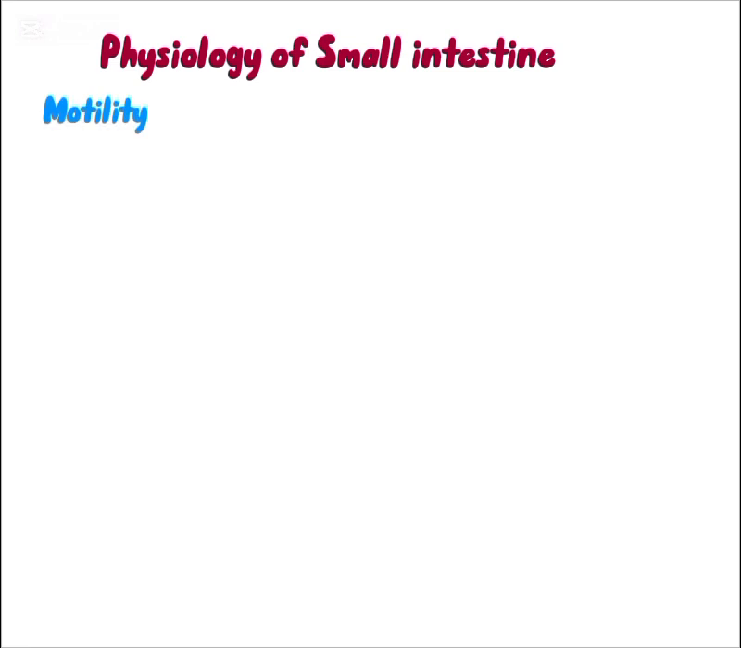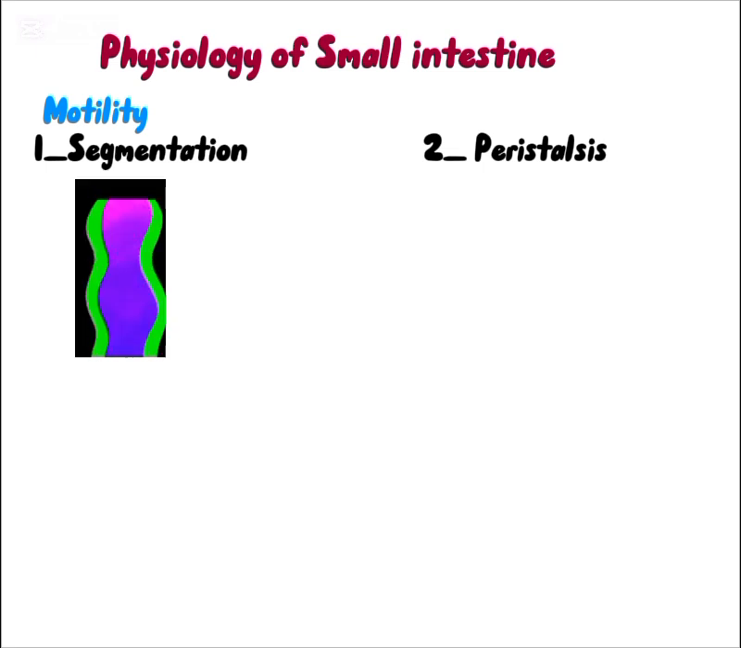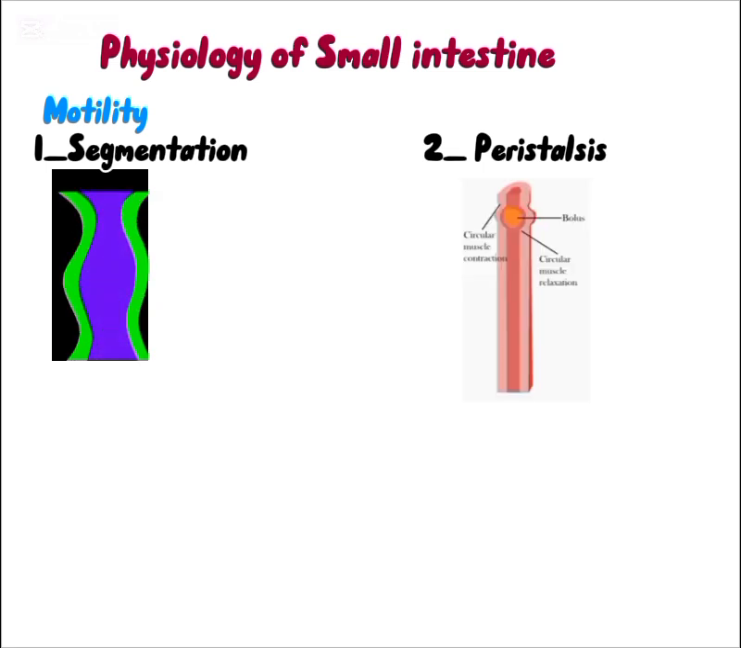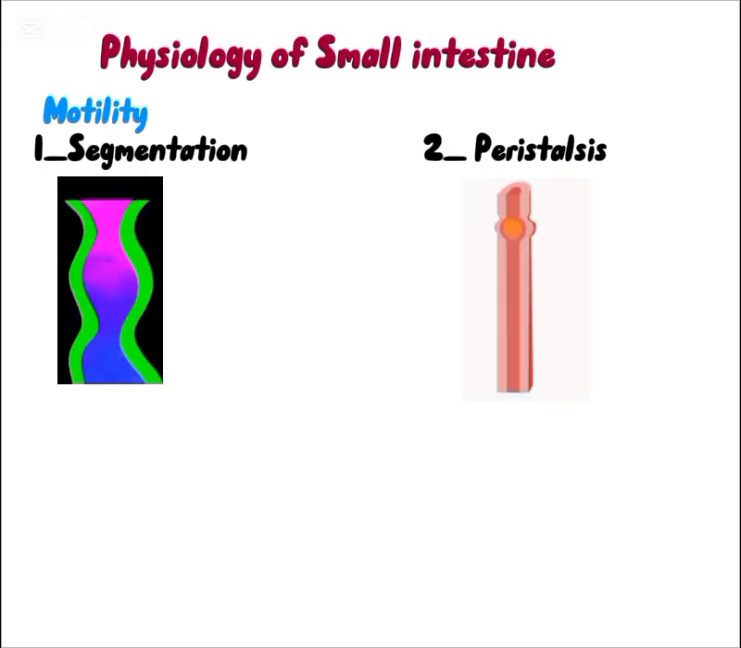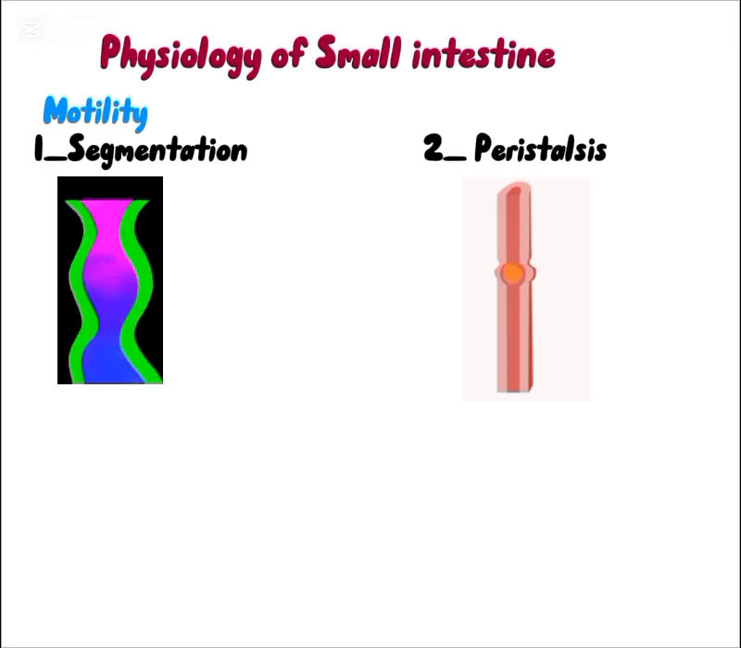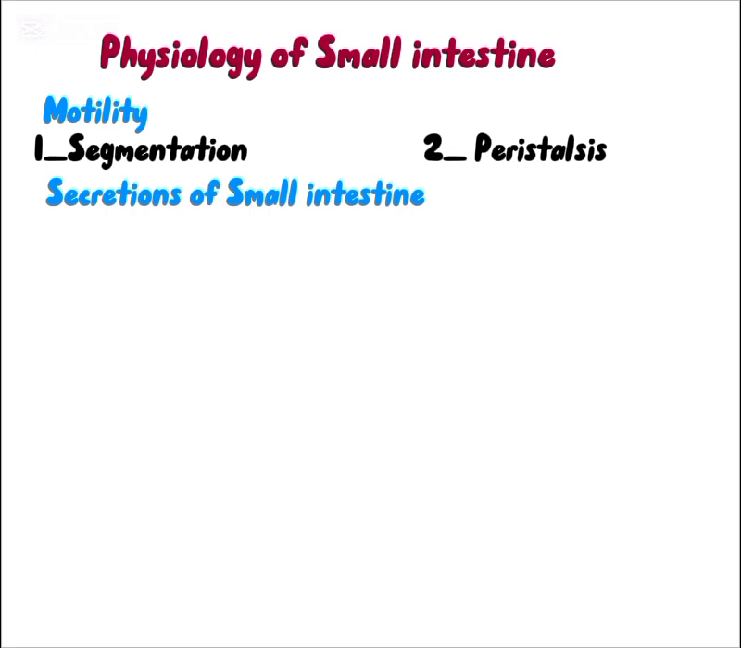Two types of motility occur in the small intestine, that are segmentation and peristalsis. Segmentation is rhythmic, regular contraction of small intestine that mixes the chyme with the digestive juices and increases the contact with the villi for the absorption. Peristalsis is wave-like contraction that propels the chyme towards the large intestine. Secretions of the small intestine.